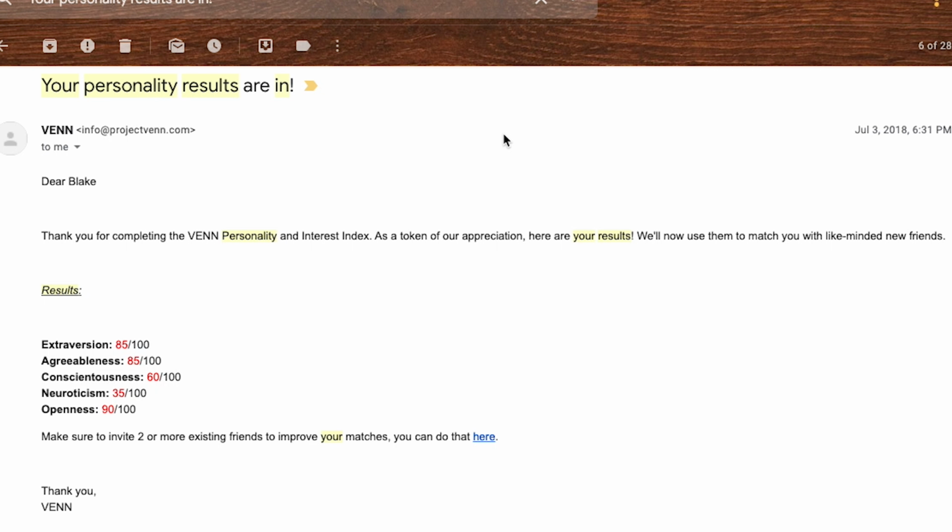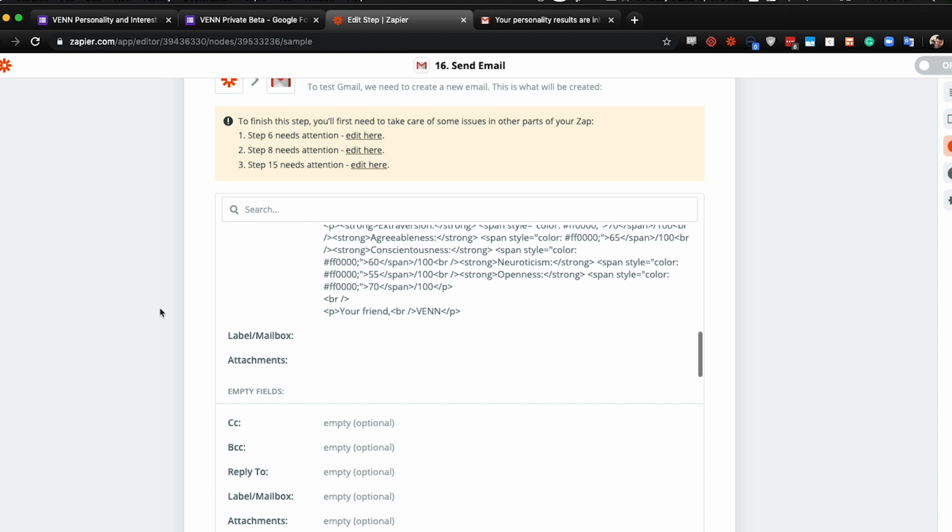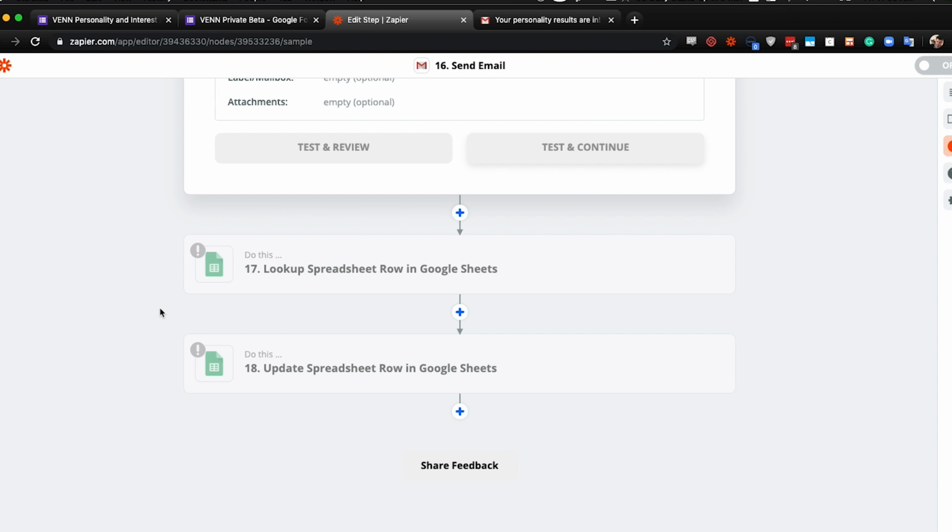It tells you what your results are for your personality index automatically within about 2 minutes of you filling out the survey. Lastly, it updates the spreadsheet one more time using a lookup to pull data and then update it with that final data, letting us know that the email was sent successfully and the data was stored successfully.